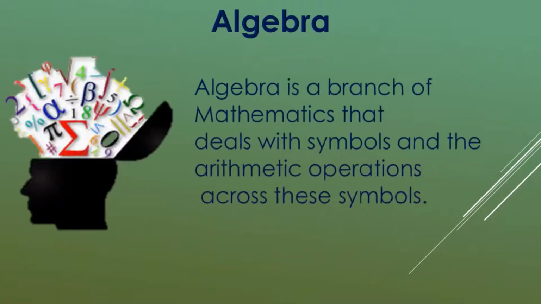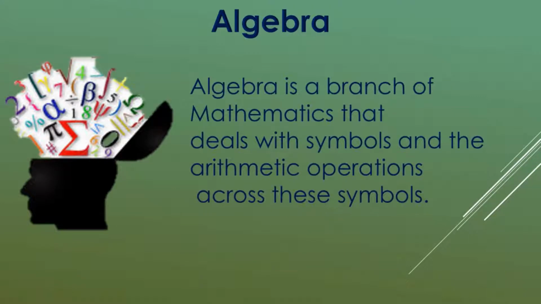Let us know what is meant by algebra. Algebra is a branch of mathematics that deals with symbols and the arithmetic operations such as addition, subtraction, multiplication, and division across these symbols. Also, algebra consists of the use of numbers and letters to state and to solve the problems.